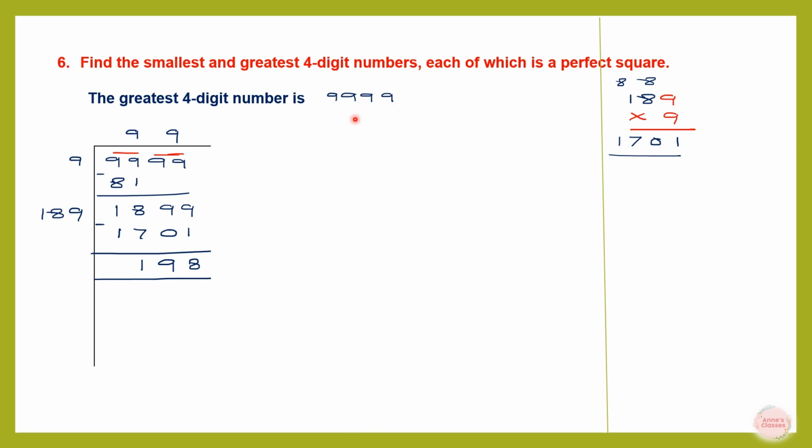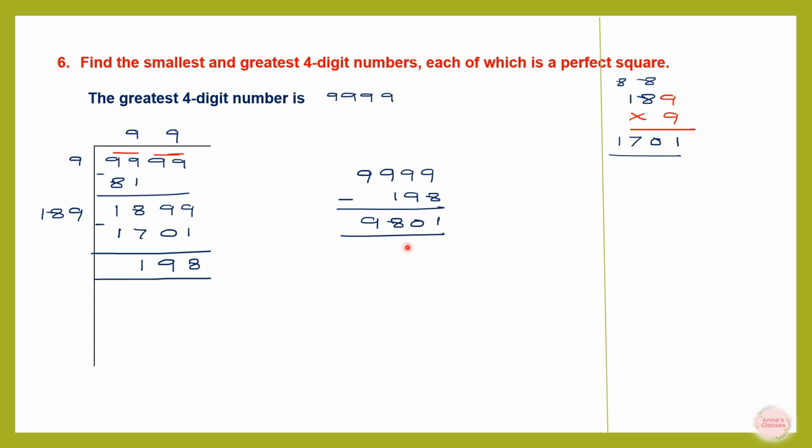But to find the perfect square, now we have to get a number smaller than this, isn't it? If you go to a number greater than this, it becomes a 5-digit number. So to get a smaller number, we have to subtract. And whenever you're thinking of subtraction, think of the remainder. So now we're going to subtract this number, 198. So 9999 minus 198. Now 9 minus 8 is 1. 9 minus 9 is 0. 9 minus 1 is 8. 9.